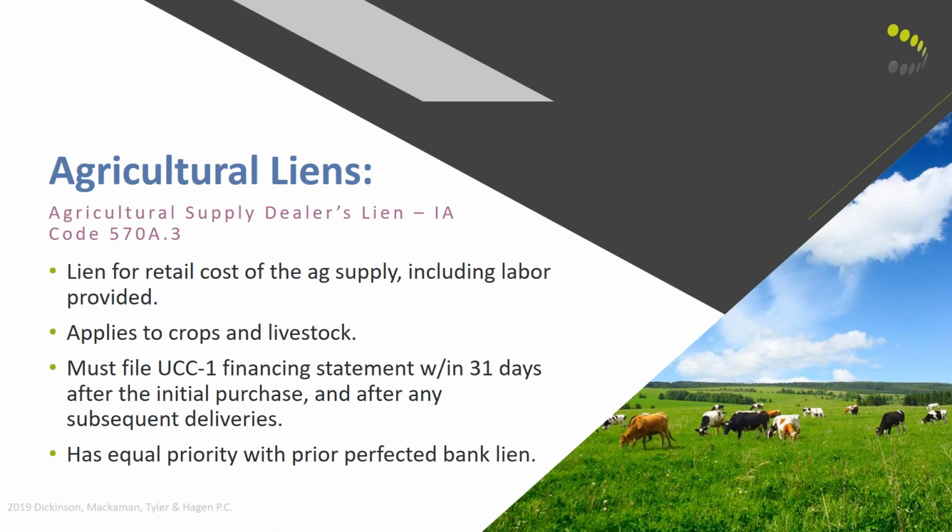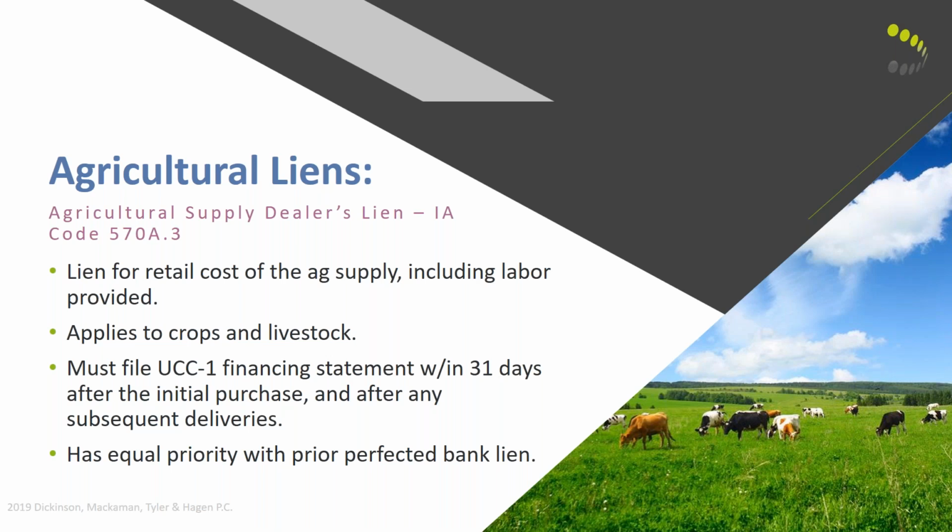So essentially, the policy goal is to discourage an agricultural supply dealer from haphazardly, without doing much due diligence, abusing its priority status by providing credit to a farmer who is maybe not in a good position to receive that. And so the policy is that in that situation, if the ag supply dealer doesn't at least make inquiry, then they shouldn't be able to hop over the position of the bank with respect to the ag supply dealer's lien.